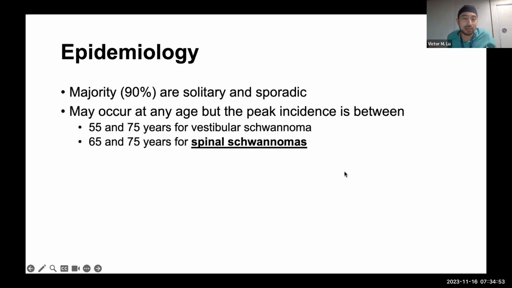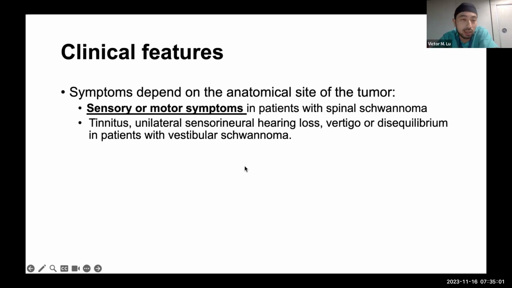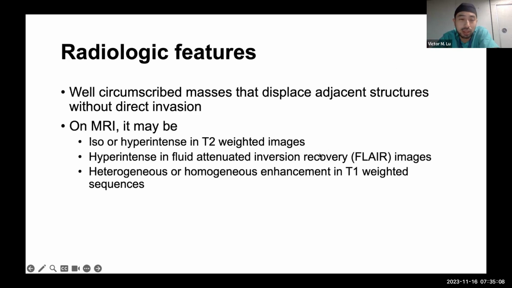The majority of these cases are solitary, and they typically occur within adults, with a slightly elder predilection for those within the spine. Symptoms depend on the anatomical site. Radiologically, these are well circumscribed masses that, as you can see on MRI, are isointense and hyperintense on T2, with various other categories as listed there.